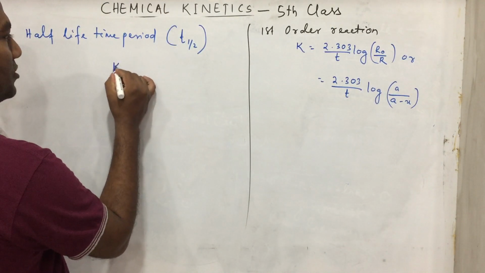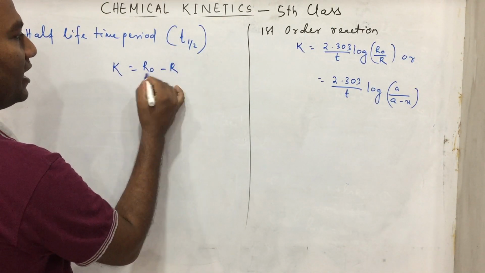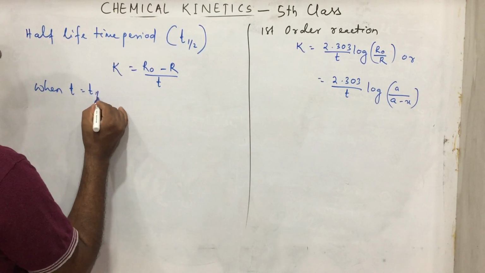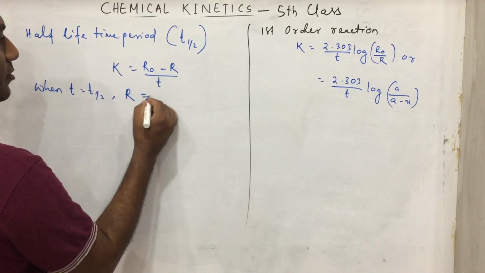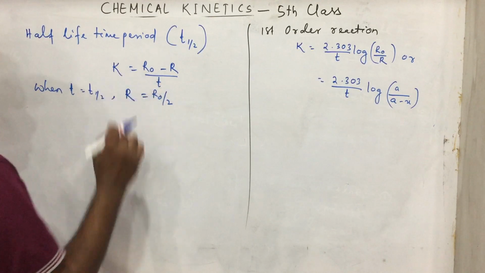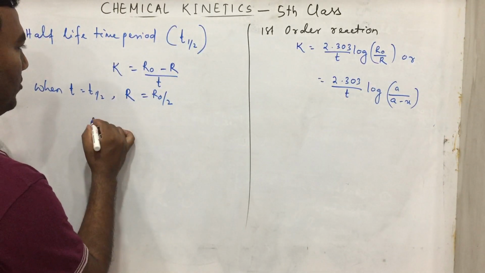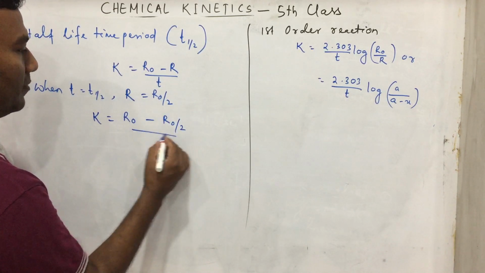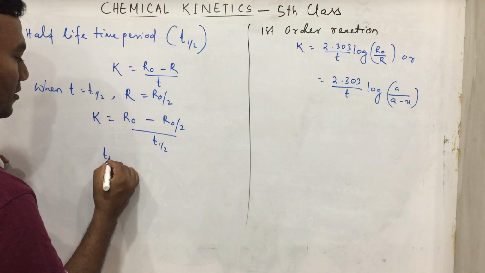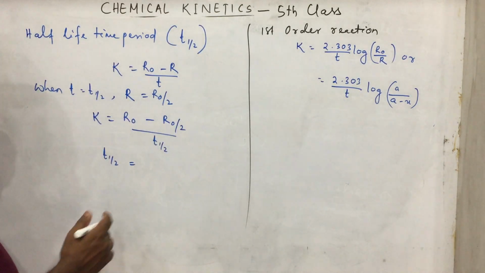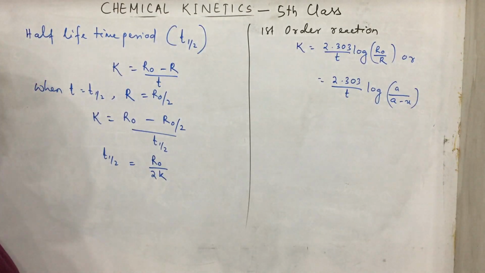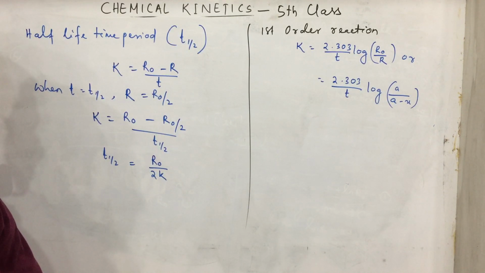So for zero order, we know K equals R naught minus R divided by t. In place of t we put t half, and in place of R we put R naught by 2. If we substitute this, we get K equals R naught minus R naught by 2 divided by t half. So t half equals, taking the LCM, 2R naught minus R naught, so R naught divided by 2K. R naught is fixed, the initial concentration, and K is the rate constant.